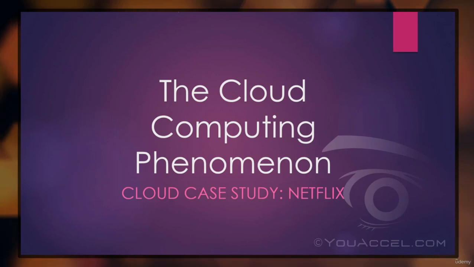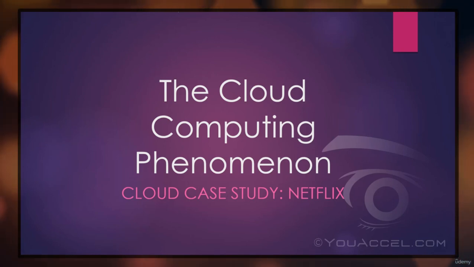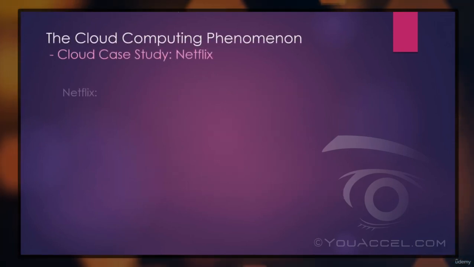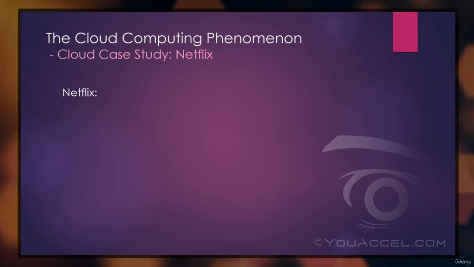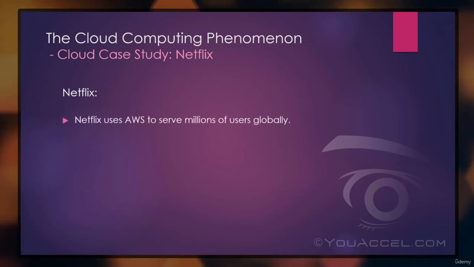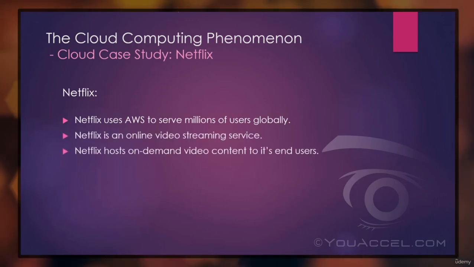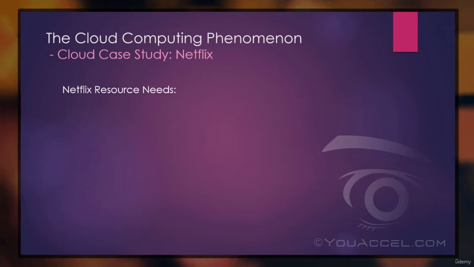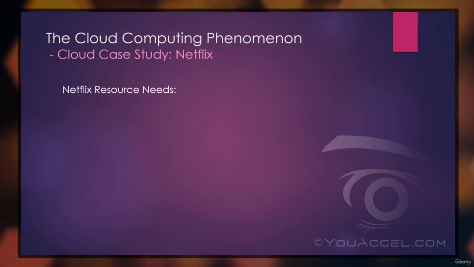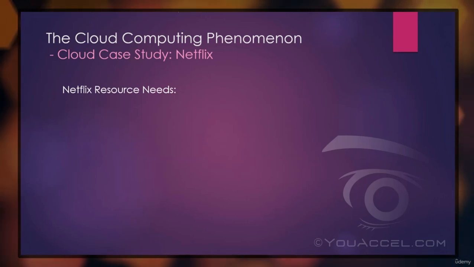In this lecture, we'll explore how Netflix uses the AWS cloud to serve millions of users around the world with on-demand streaming services. Netflix is a video streaming service that hosts and delivers on-demand video content to its end users. We'll start by identifying some of the resources an application like Netflix would need to operate efficiently.